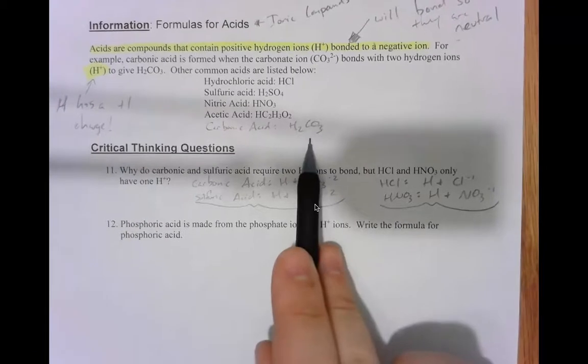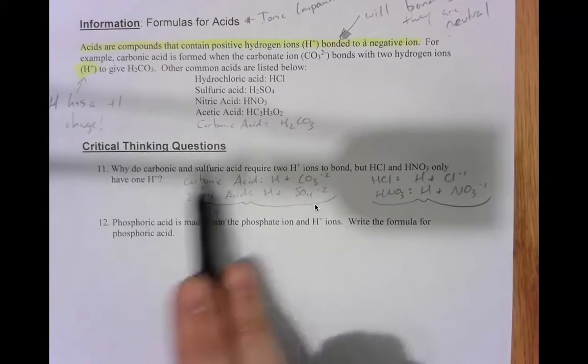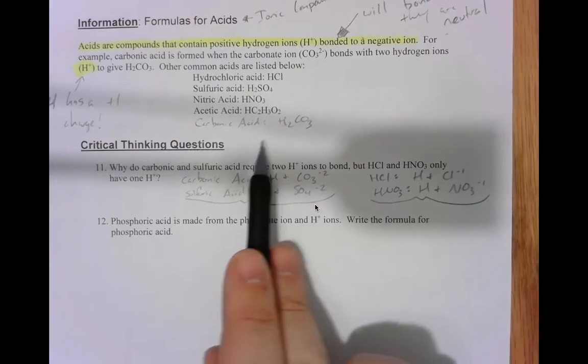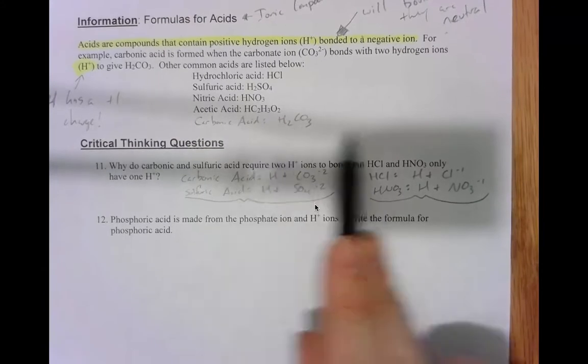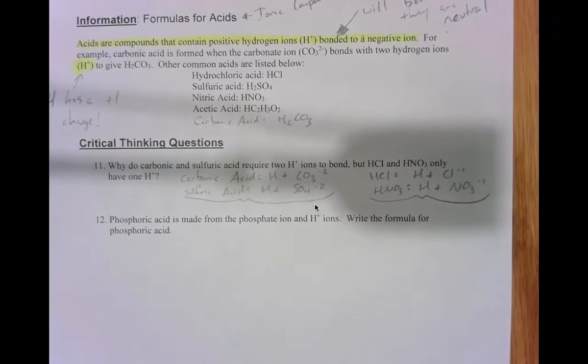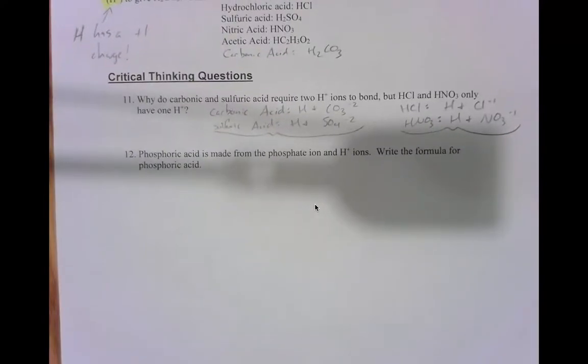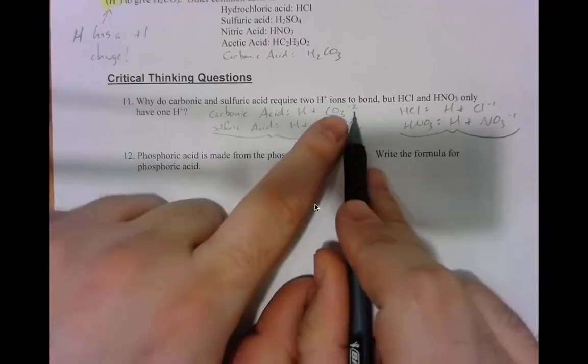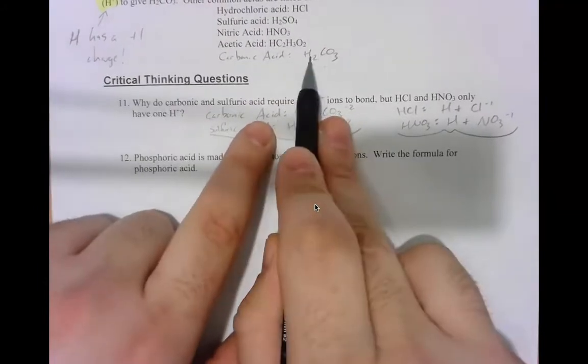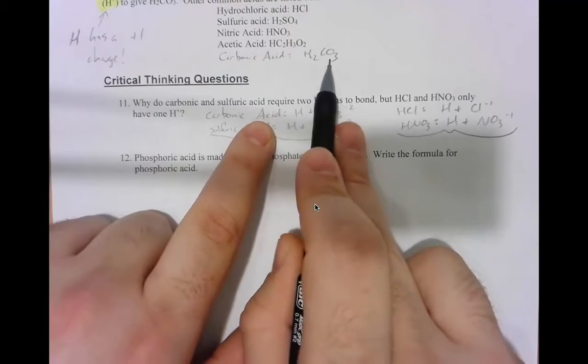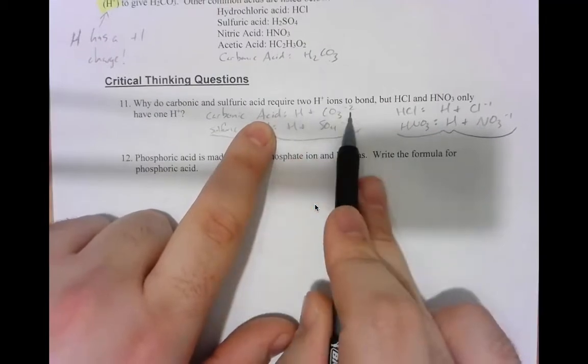And then one more acid that I added to your list that's talked about in question 11 is carbonic acid. Carbonic acid has the formula H2CO3. So what we need to think about is, why do carbonic acid and sulfuric acid require 2 hydrogen ions, but hydrochloric and nitric acid only require 1? So to figure this out, we need to look at the charges. So we know that carbonic acid is a hydrogen bound to carbonate. We can look up carbonate on our list and see that carbonate has a -2 charge.